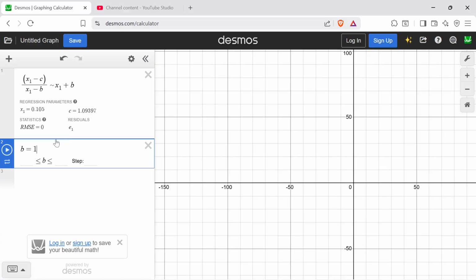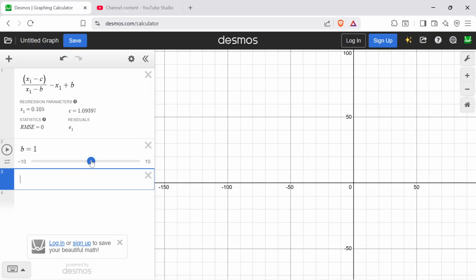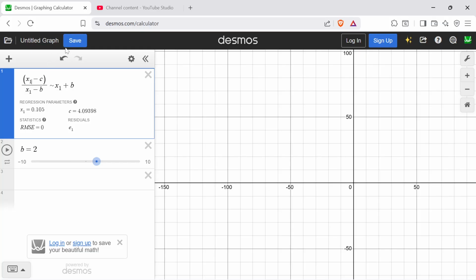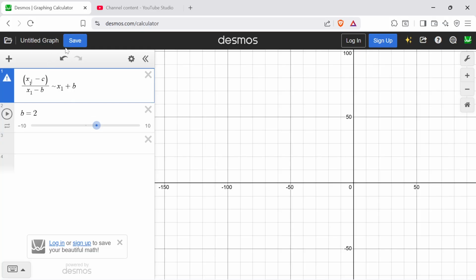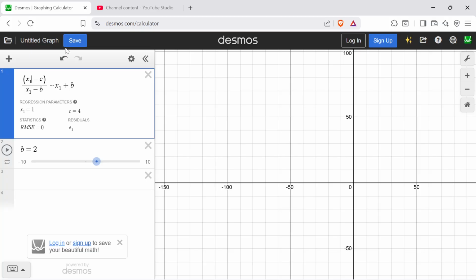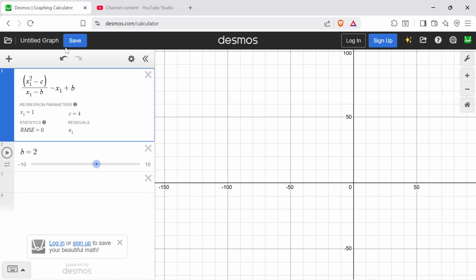So now I'll make a slider for c. I'll start with 1 because that's a positive integer. Now I'll try b equals 2. Whoops, this is x1 squared. How do I get that squared? x1 squared. Aha! Okay, so I'll just start again.